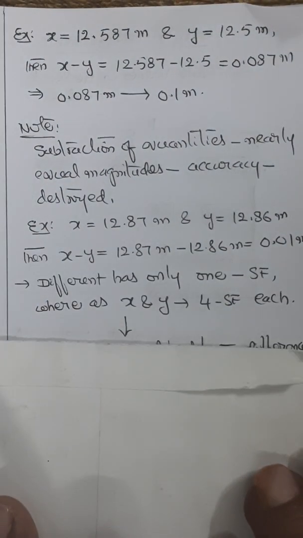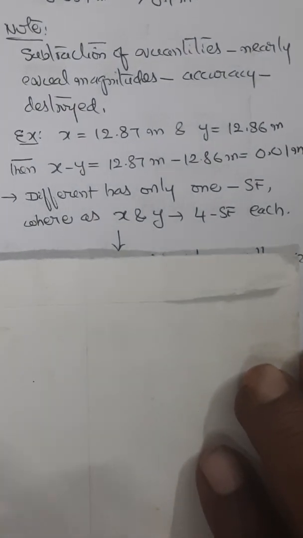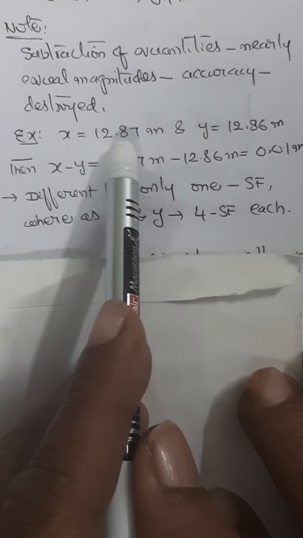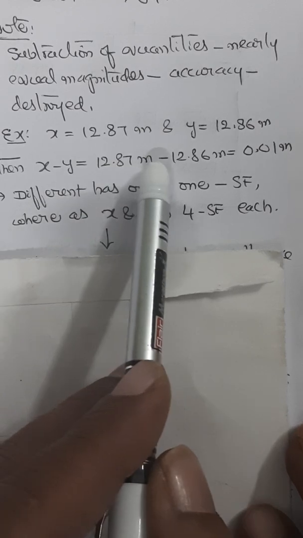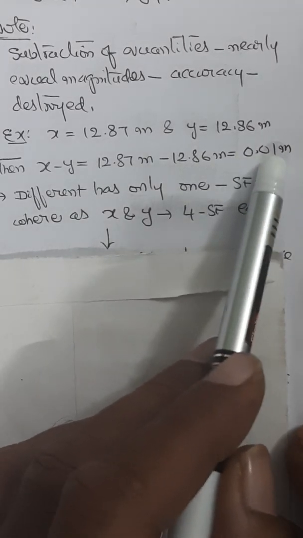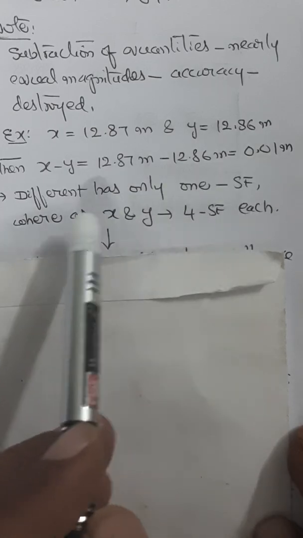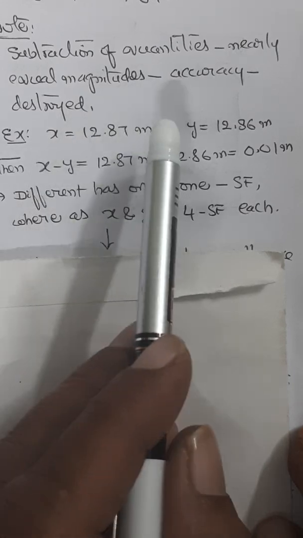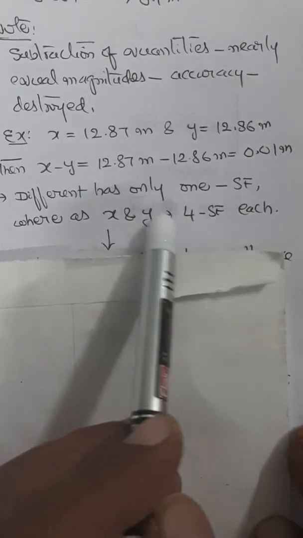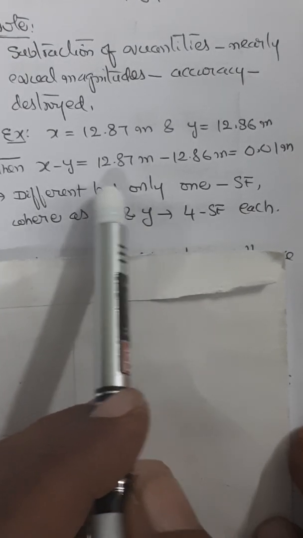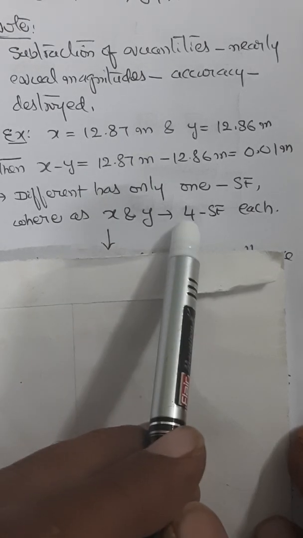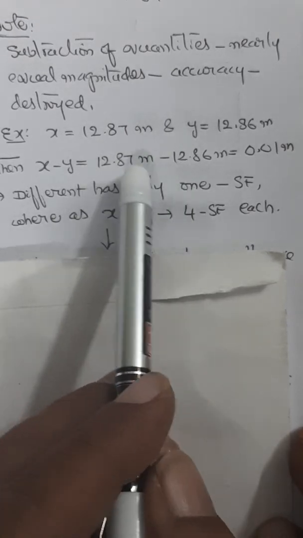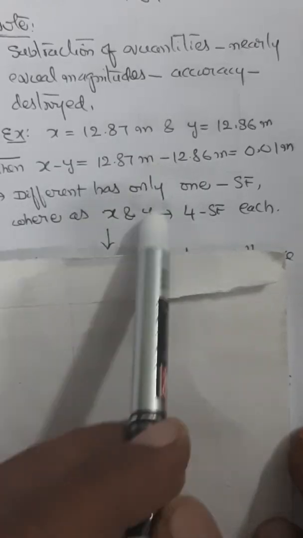For example, you see how the accuracy is destroyed here. x equal to 12.87 meters, y equal to 12.86 meters. When you take the subtraction, 12.87 minus 12.86, it is 0.01 meters only. So the difference has only one significant figure, whereas x and y each have 4 significant figures. Here there is only one significant figure. That means in the subtraction of quantities of nearly equal magnitudes, accuracy is almost destroyed.